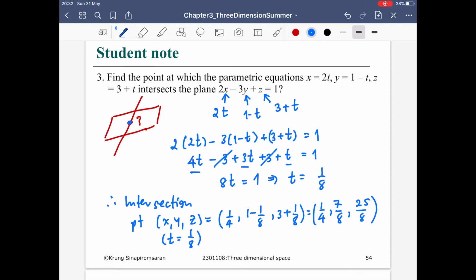So if you want to find the intersection between the plane and the line, that will be pretty easy like this. You get it?